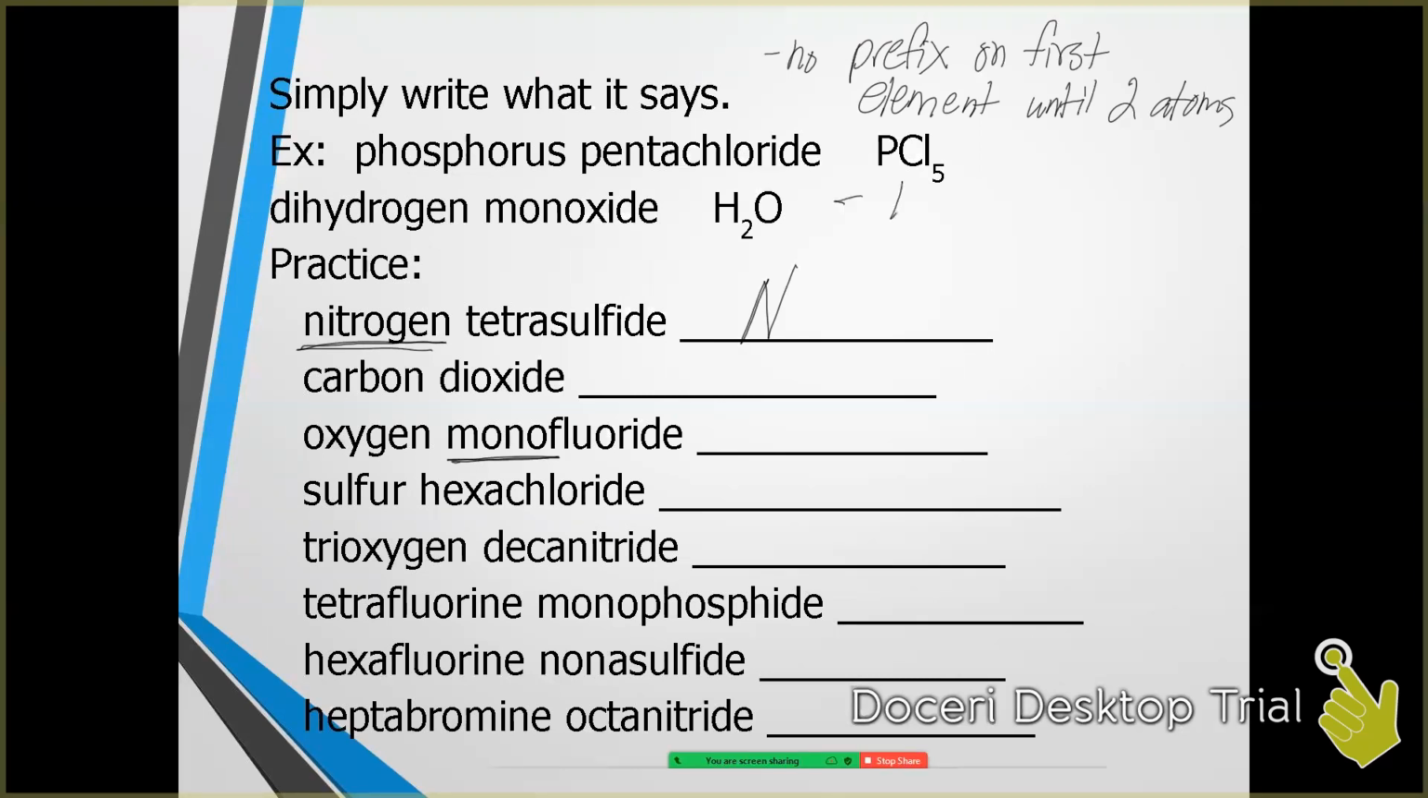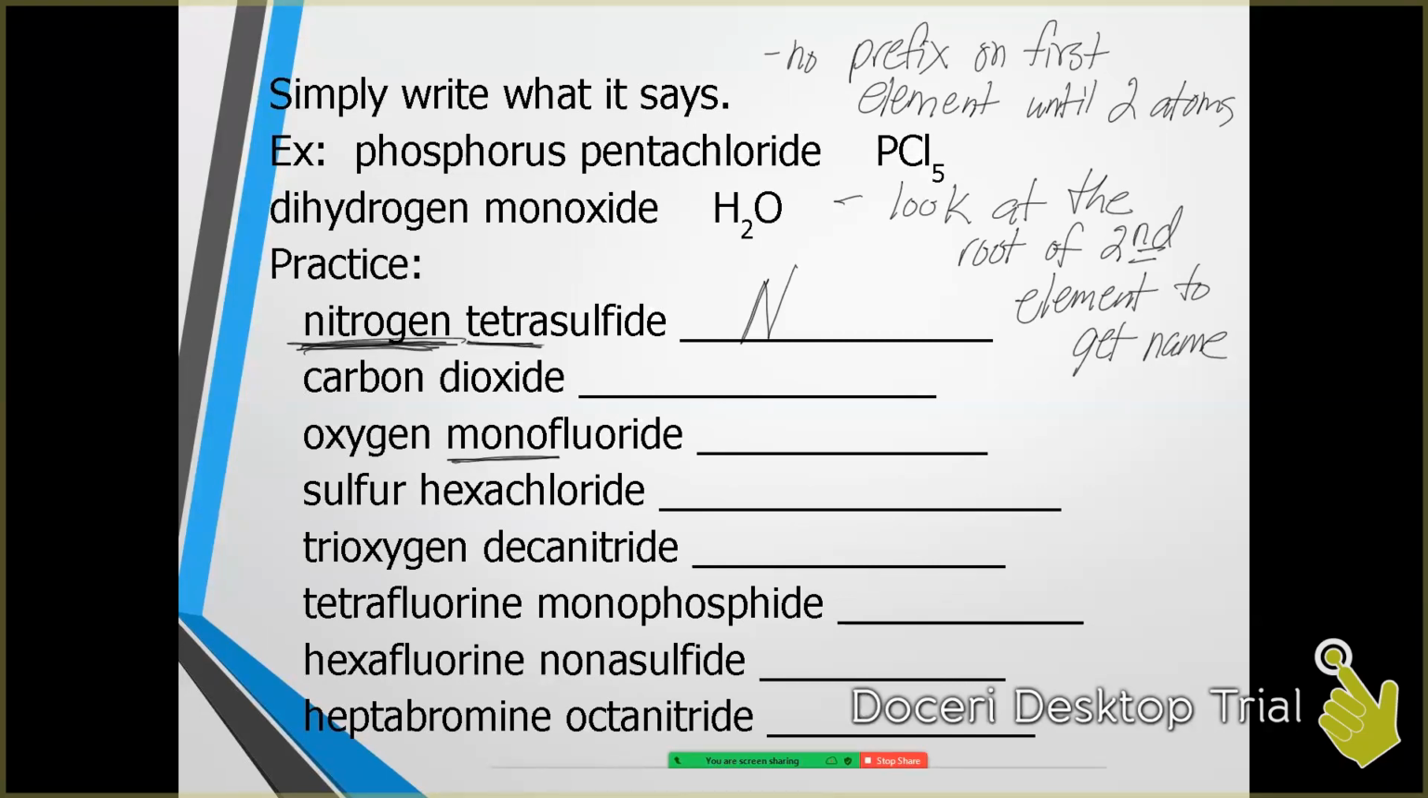Another thing is you have to look at the root of the second element to get the name. So the first element, the ending isn't changed. All you're doing is tacking on a prefix if you have more than one up at the front. So it's easy to figure out what your first element is. The second element always has to have a prefix, and the ending is changed to "-ide."